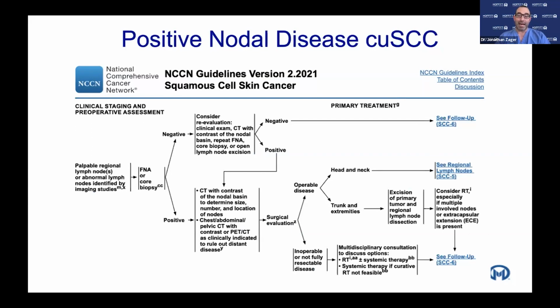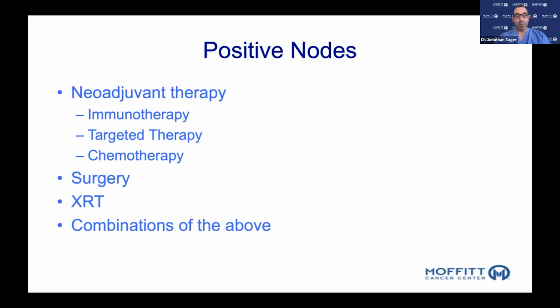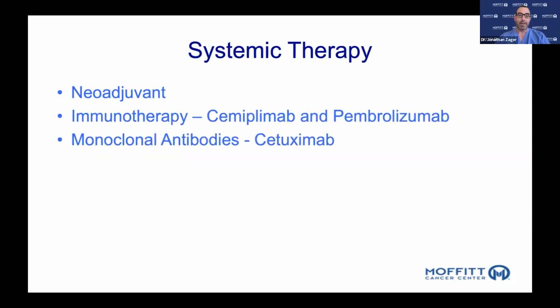Well, they have a lot of options. And most of those options we employ at Moffitt, actually all the options. We use neoadjuvant therapy, usually in the form of immunotherapy for squamous cell carcinoma, sometimes chemotherapy or monoclonal antibodies, or what I would consider targeted therapy for squamous cell carcinoma. They can undergo surgery to take out the lymph nodes, radiation, and most commonly combinations of all the above.